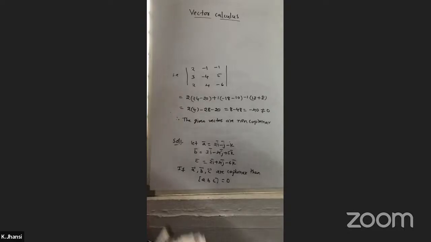If two vectors are orthogonal vectors, it means they are mutually perpendicular to each other. They are mutually perpendicular to each other means A dot B equals 0. So this is about the collinear and coplanar vectors.